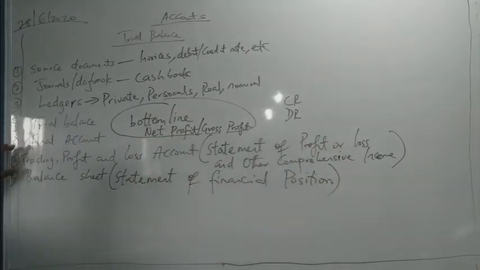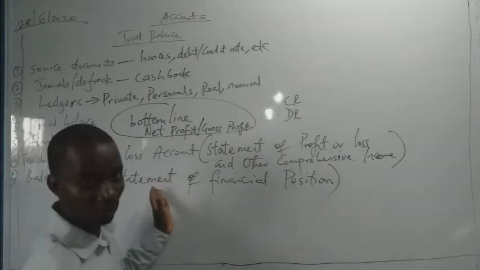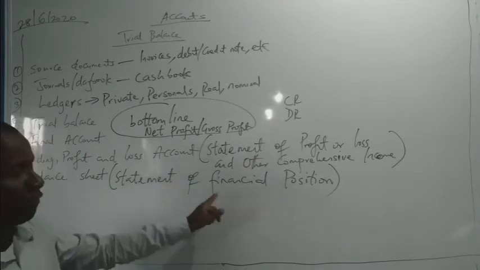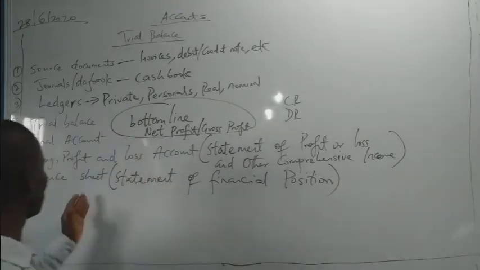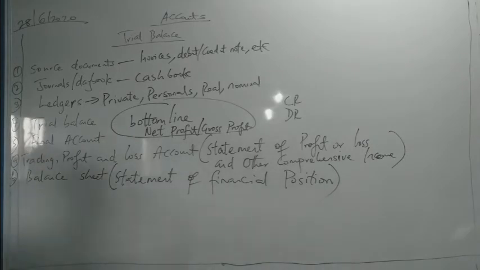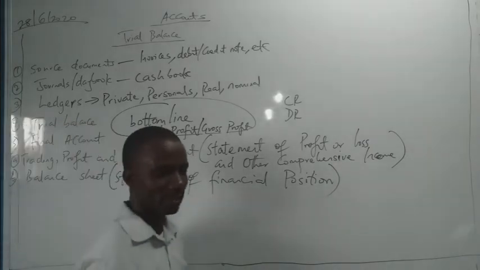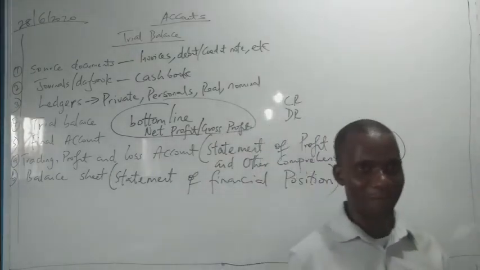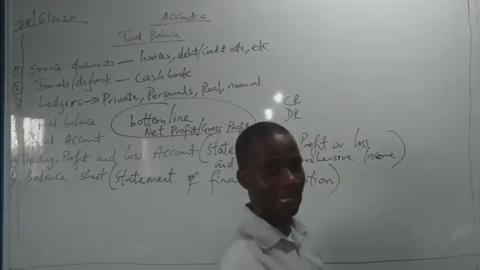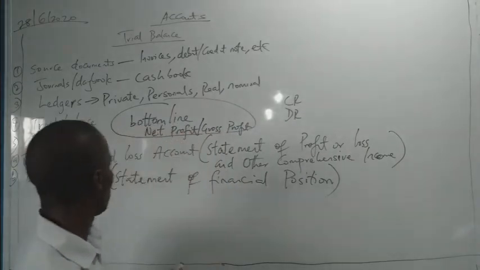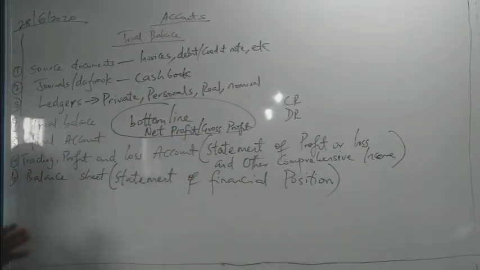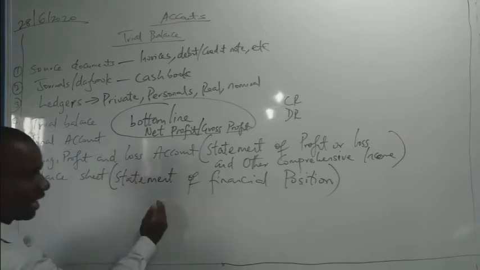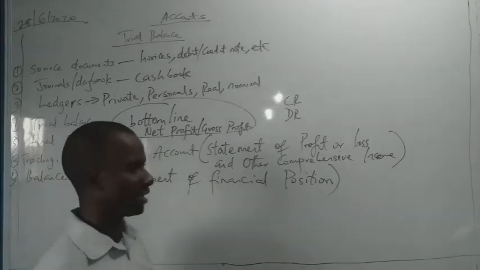Now, after that, there's what is called the balance sheet, which is another name, based on the accounting standard, for the statement of financial position. Now, what is the essence of this balance sheet? Businesses have assets. They also have liabilities and capital, which we treated in our last section. Now, what is this balance sheet all about? This balance sheet shows the balances of the capital, the liabilities, and the assets. Why does it show the balances?